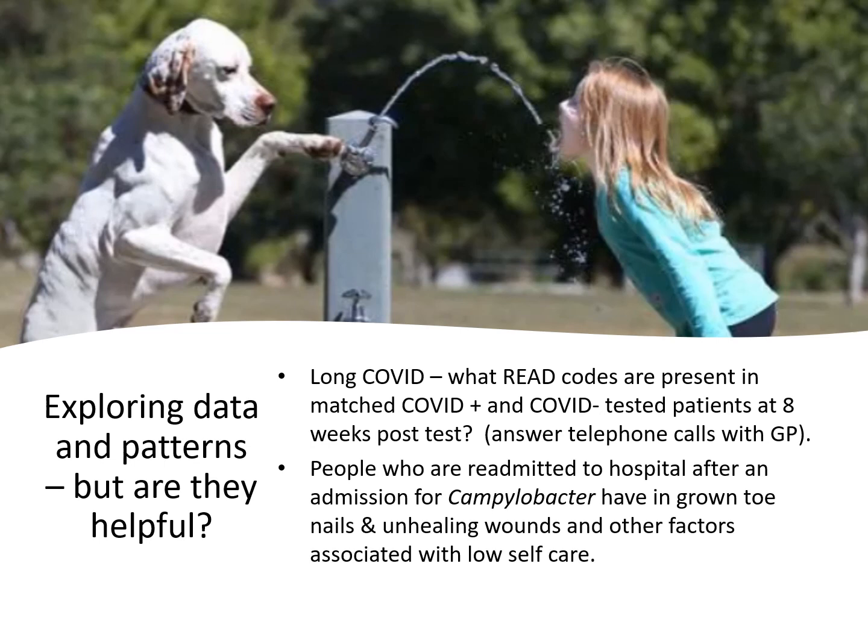In looking at people who are readmitted to hospital after having an admission for Campylobacter, the profile of people who get readmitted are generally people with ingrown toenails, unhealing wounds, and many factors which are associated with low self-care. However, I'm not sure how useful that is to explain that if somebody's being discharged from hospital, but they've previously had a history of ingrown toenails and unhealing wounds, they should be given a lot of extra help and support so that they take their antibiotics and are not readmitted to hospital.